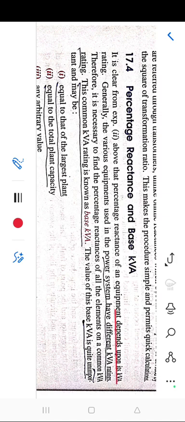Generally, the various equipment used in a power system have different kVA ratings. Therefore, it is necessary to find the percentage reactance of all the elements at a common kVA rating. This common kVA rating is known as base kVA. The value of this base kVA is immaterial.